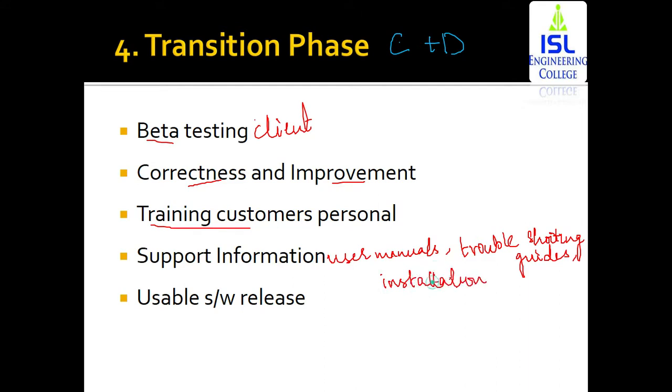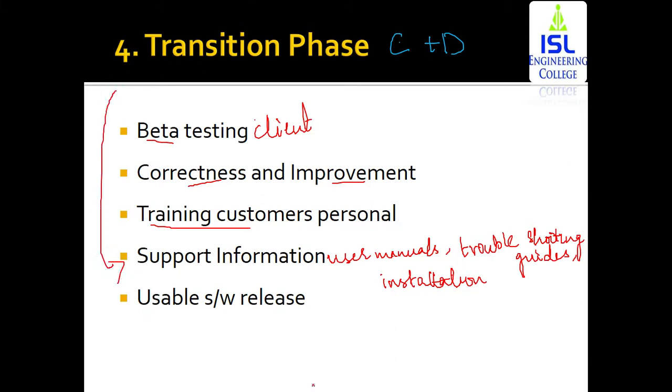That is how you're going to install the software, that will be identified. The user manual covers what each and every function is and how you're going to operate it. If any error occurs, how you're going to resolve the particular error, that is the troubleshooting guides. These are the support information that will be developed at the transition phase.